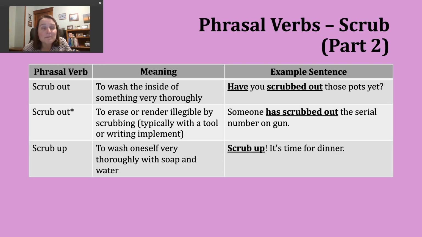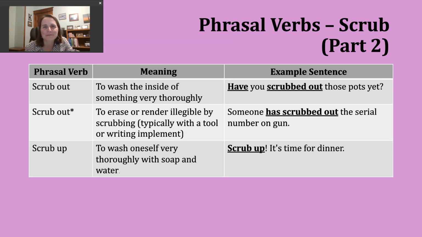So, an example of how this could be used in a sentence: someone has scrubbed out the serial number on this gun. Again, another present perfect sentence. Feel like sometimes I've read stories like this or I've seen things like this in a movie. So somebody is trying to get rid of certain markings that would identify the owner of a particular firearm.